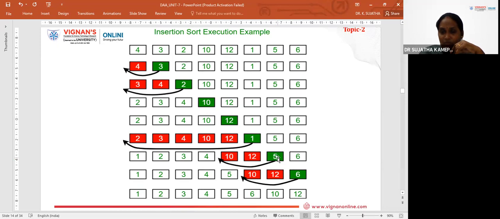Again, we go for 5. Next, we go for 6. In the same way, we finally get the sorted list. This procedure is called insertion sort.